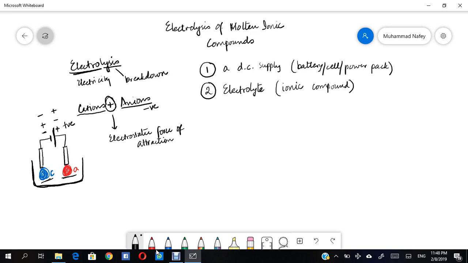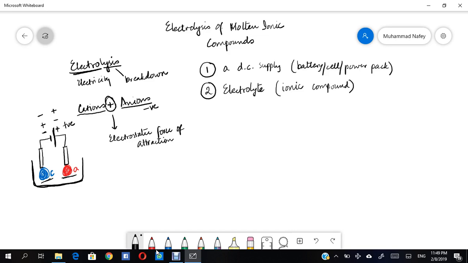Right. Again, coming to the electrolytes. Electrolytes are ionic compounds, and ionic compounds, as we know, consist of cations and anions tightly held together by electrostatic forces of attraction. Electricity has to be passed through an electrolyte in order for the electrical breakdown into the cations and anions to occur. And for this reason, the electrolyte must be a conductor of electricity, and conduction of electricity only takes place when we have free charges.